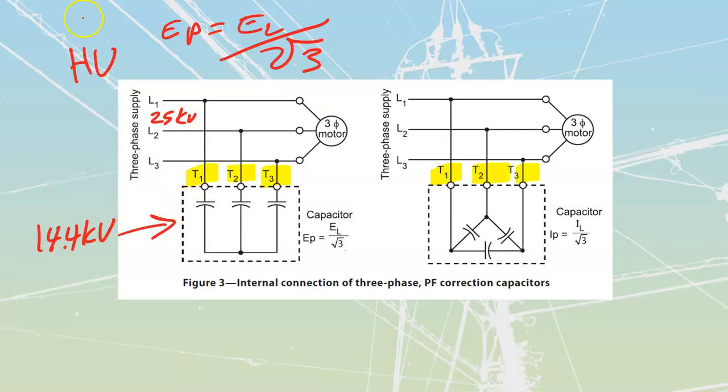And that is going to be huge when it comes to things like insulation inside and the spacing on the capacitor plates, because now I'm dropping from 25 kV down to that 14.4 kilovolts inside there. This is why we like to use Y type systems when we're dealing with high voltage.